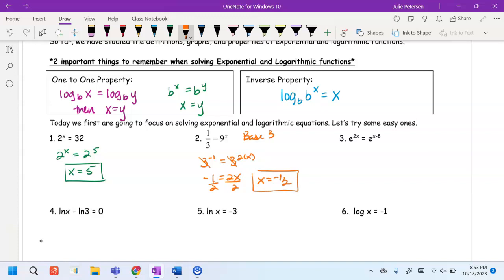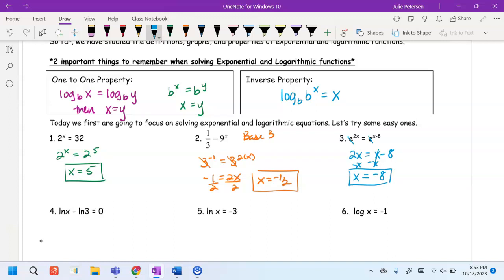To solve number 3, we don't have to do anything with our base because those are already common bases, so they just essentially cancel. And we get 2x equals x minus 8. And then let's just do our algebra style solving. So we get x equals negative 8.